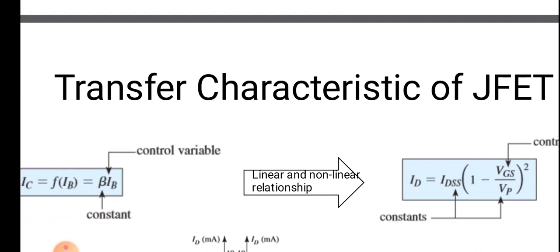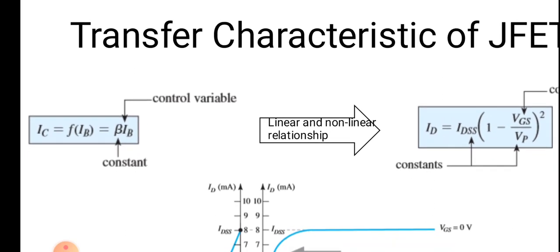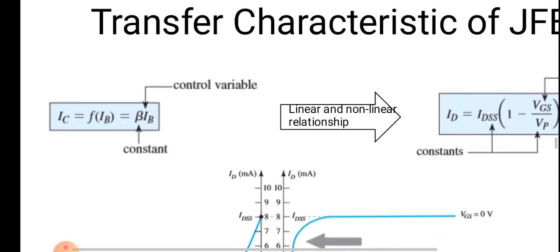Next is the transfer characteristic of JFET, which is very important when we go for the design of a transistor amplifier. So here the first equation is IC, which is a function of IB. This is taken from the BJT, that is the bipolar junction transistor. So current IC is a function of beta factor, and of course IB. Beta is a constant quantity. IB can be controlled depending on the potential across base to emitter.